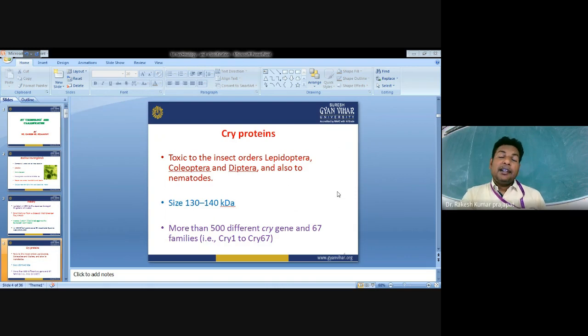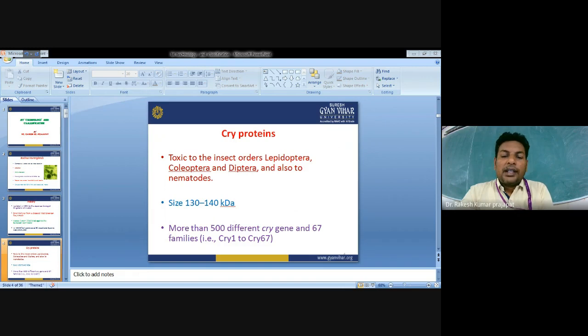These genes encode a protein product that is known as crystal protein. This crystal protein is also known as Bt Cry protein, because it is encoded by the cry genes, which are present in the genome of Bacillus thuringiensis. The size of this Cry protein varies from 130 to 140 kilodalton.